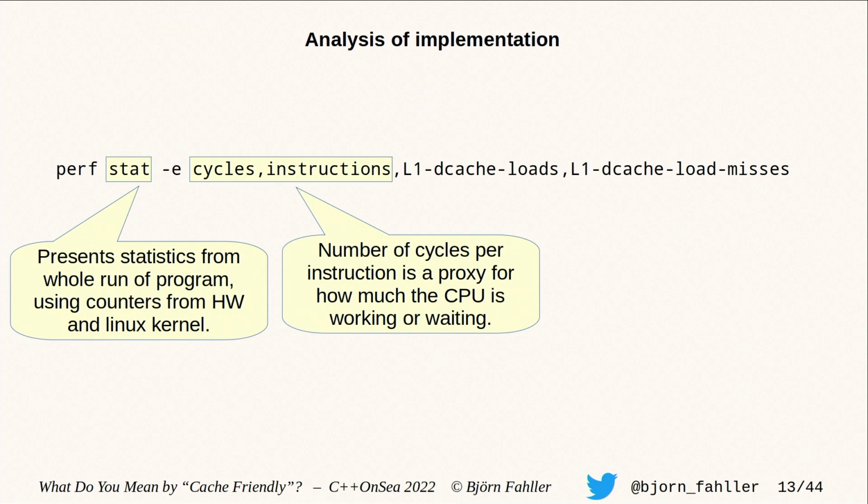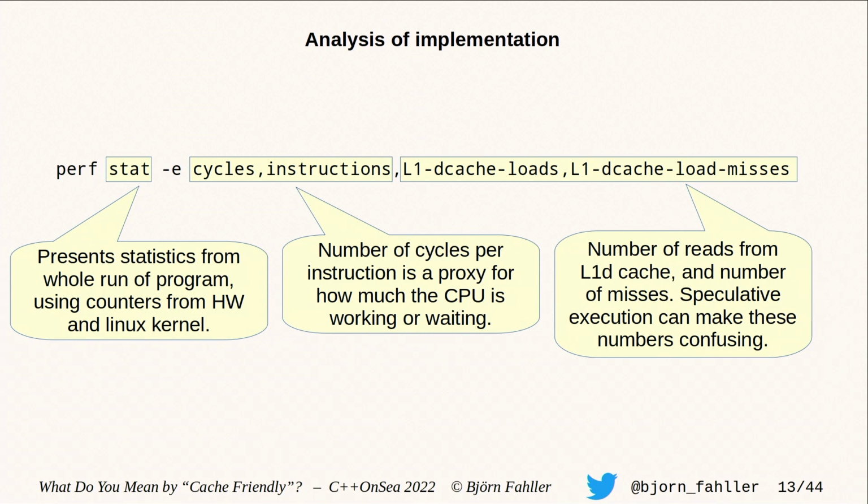I like to look at the number of cycles spent and the number of instructions, because a modern CPU can execute several instructions per cycle. So if I see that I have many more instructions than cycles, then the CPU is pretty busy. If it's the other way around, then the CPU is waiting a lot. So that is a clue for what is happening. And I'm looking at the L1 data cache for loads and misses. Yeah, speculative execution can make these a little bit confusing. I'll get back to that later.